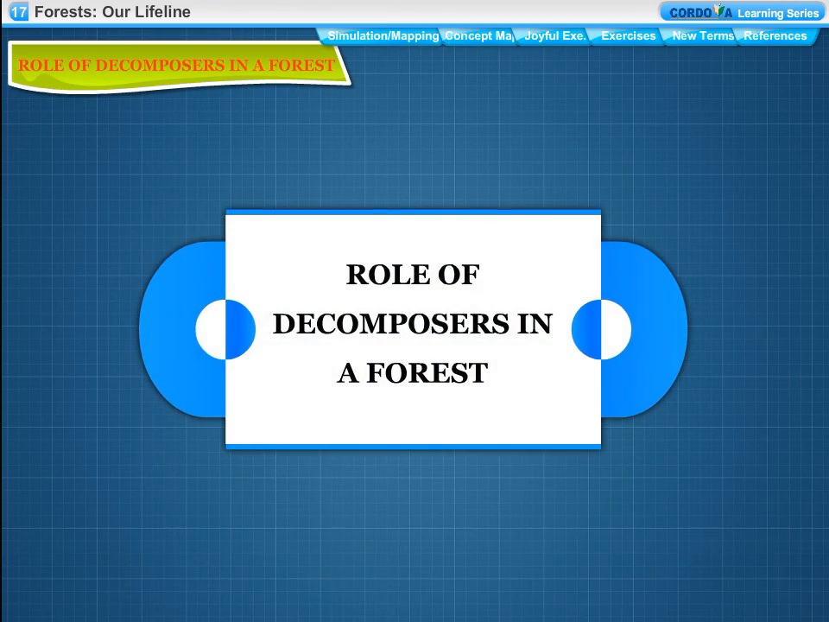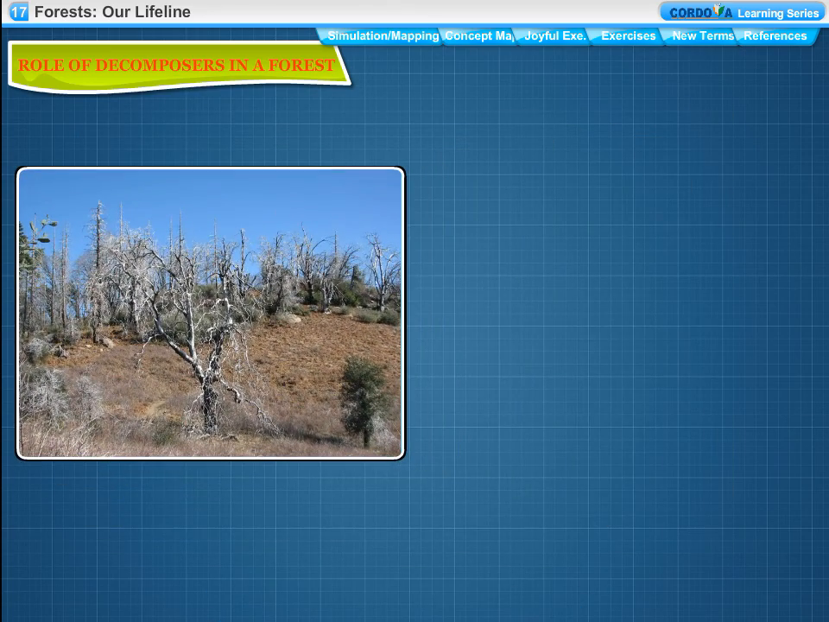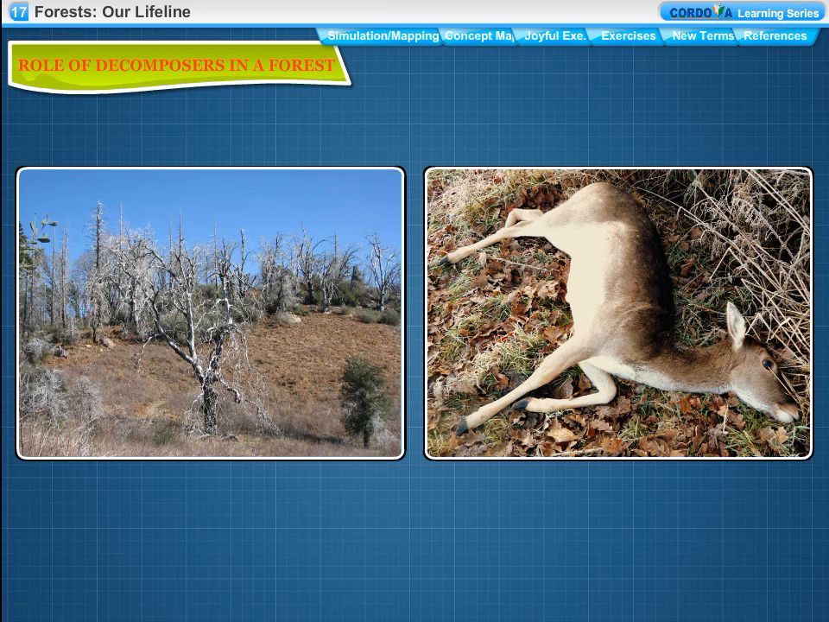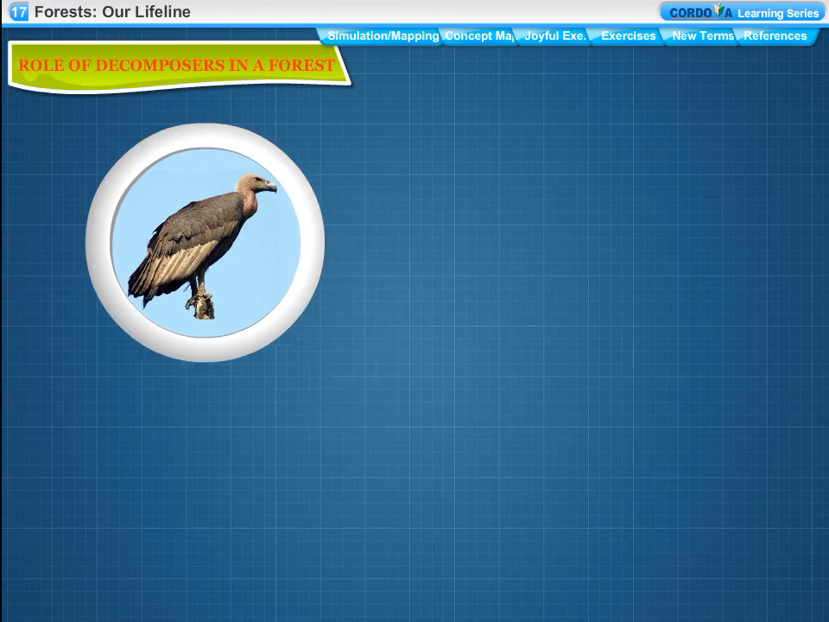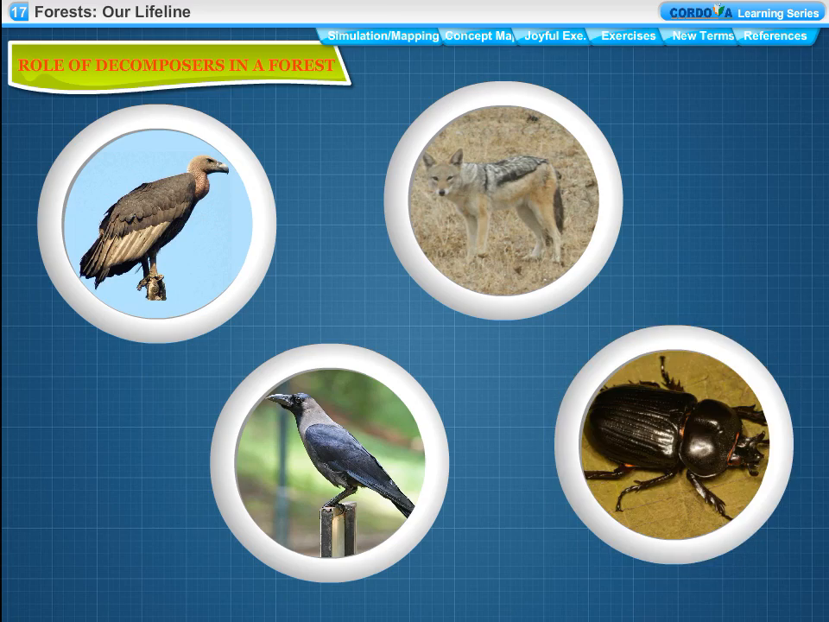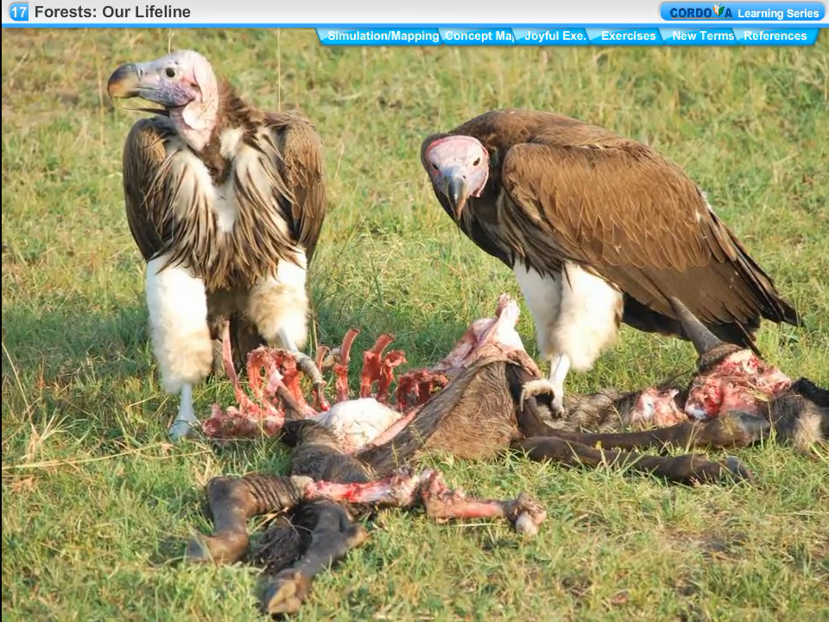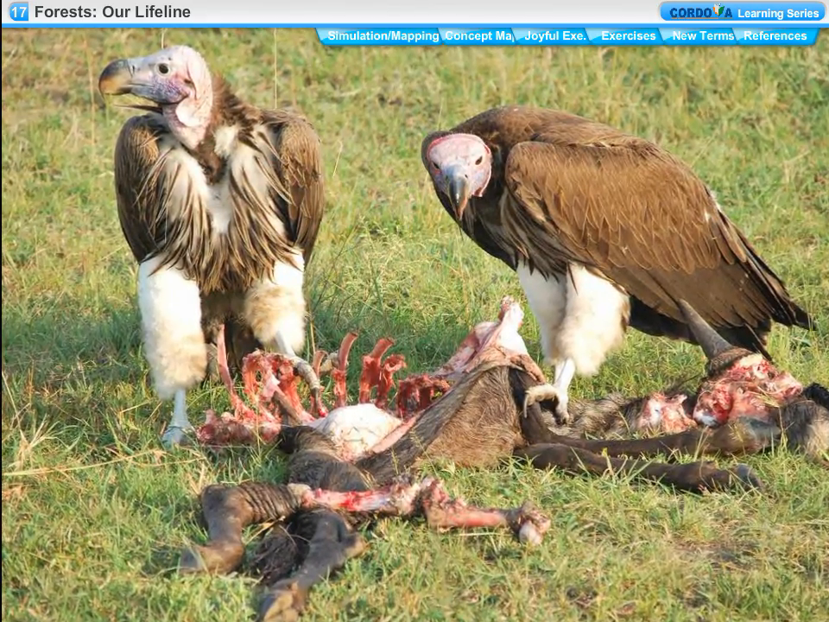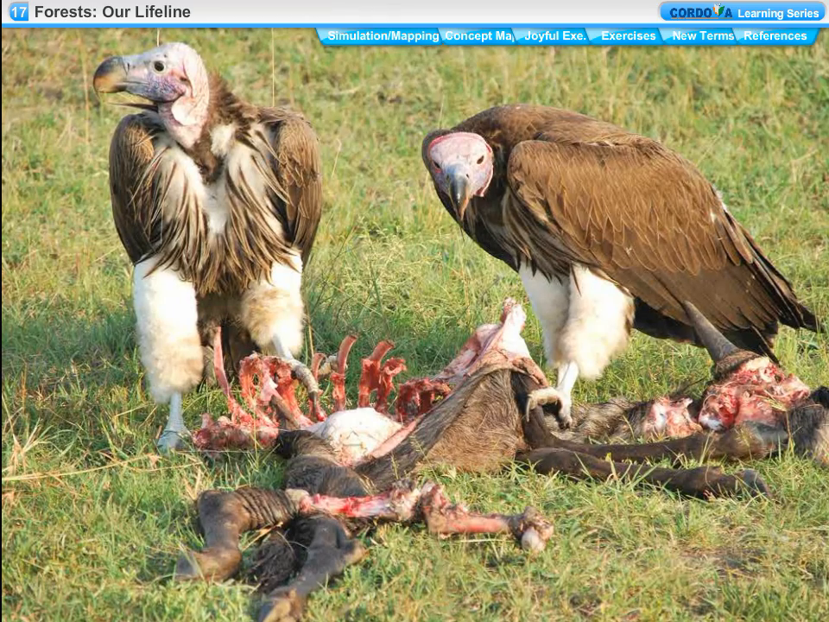Role of decomposers in a forest. The microorganisms which convert the dead plants and animals to humus are known as decomposers. When an animal dies in the forest, it becomes food for vultures, crows, jackals, and some insects and beetles, etc. Such animals which eat the dead animals are called scavengers. Scavengers are also a kind of cleansing agent of the environment.